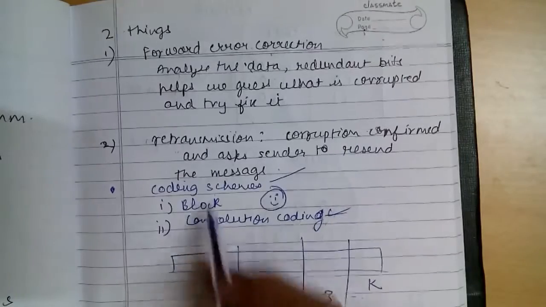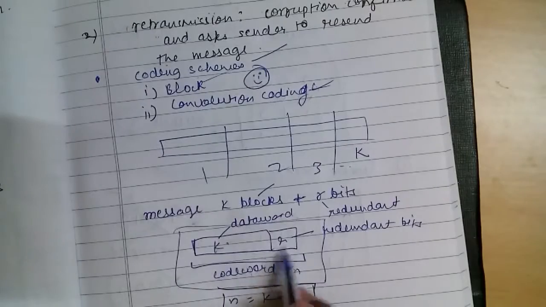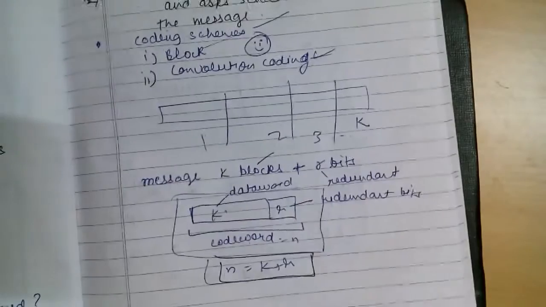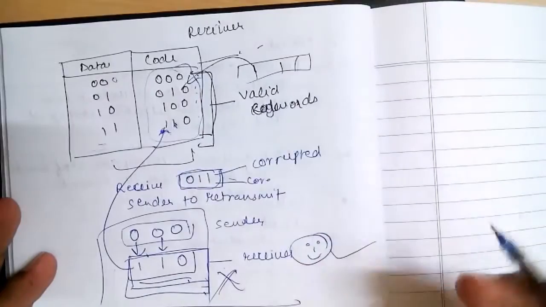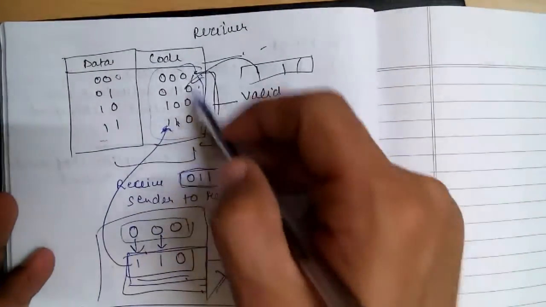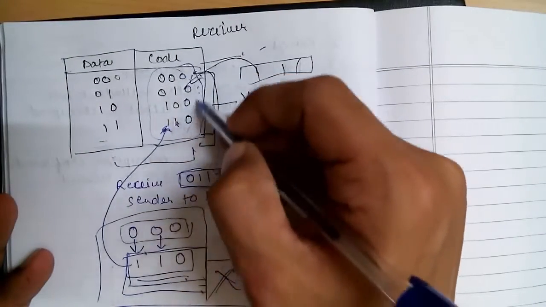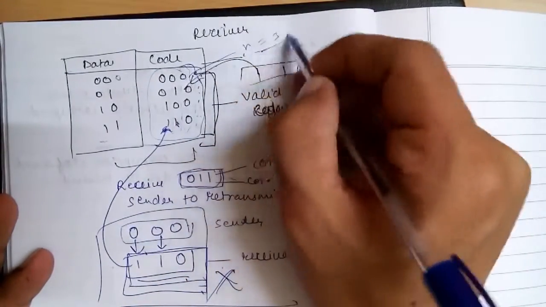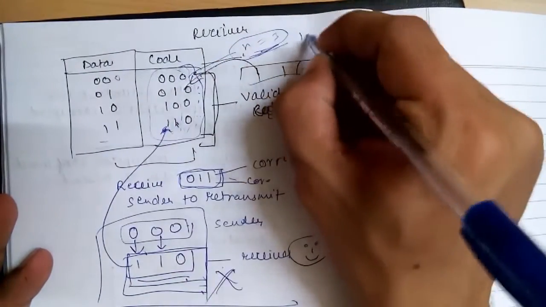We were talking about block coding, in which we divided the data into k data words and added r redundant bits, which became our n equal to k plus r code word. Last time, using this table, we were able to detect whether the received data is one of those valid code words. As we added one extra redundant bit, the size of our code word became n equal to 3. So with n equal to 3, we were able to detect a single bit error.